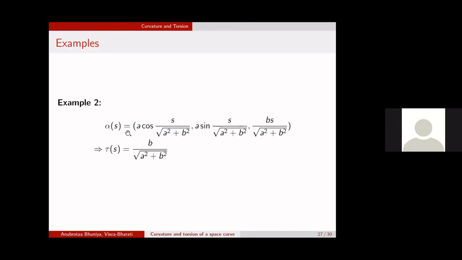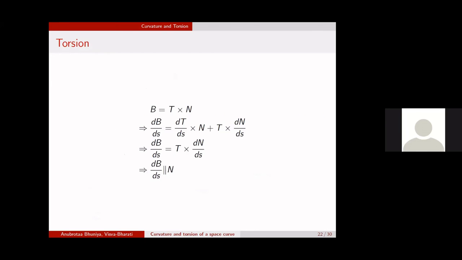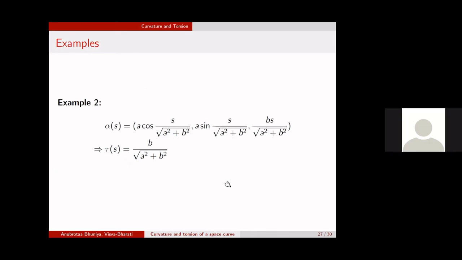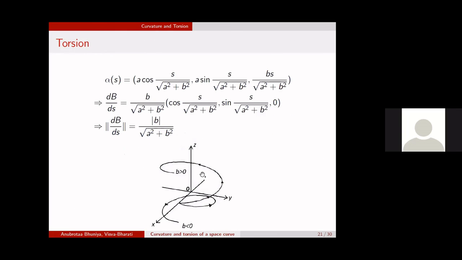And here for the helix, when we take the norm of db/ds as the twisting quantity, it gives us a falsified statement that equates two curves which are actually different. But if we take minus db/ds dot n as the twisting quantity, then tau is equal to b by root over a square plus b square, taking the sign of b together with it. And so these two curves are actually different in our notion, since we get two different twisting quantities for these two curves.